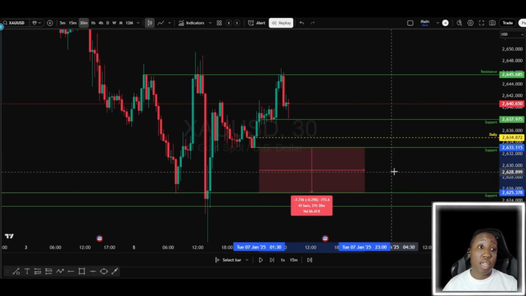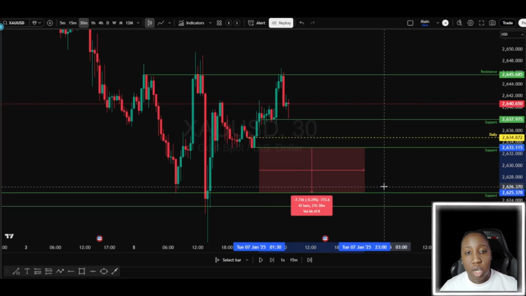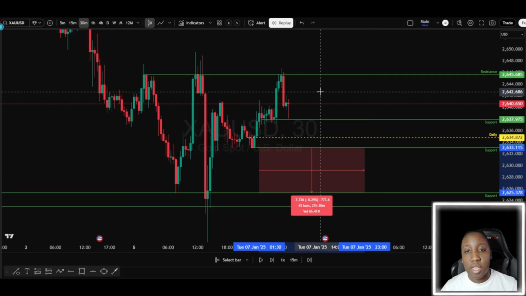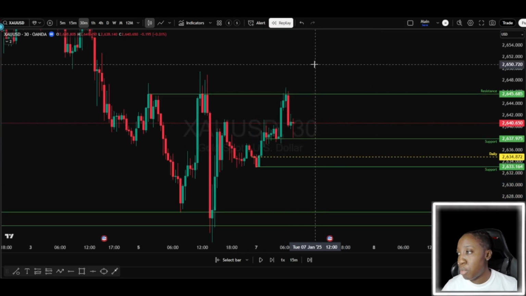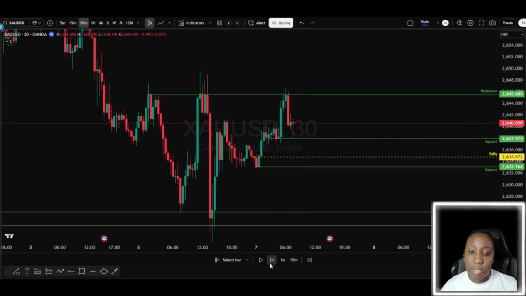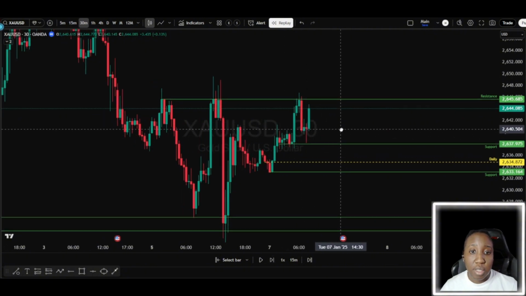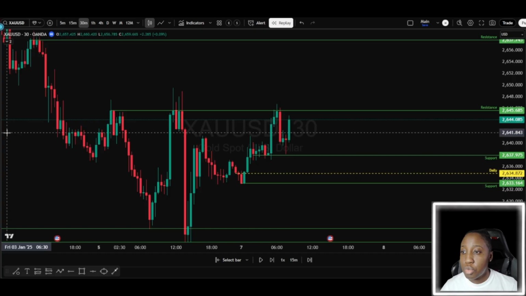So 77. If I get a closure below this support, I'd be looking for the sells. If I get a closure above this resistance, I'll be looking for the buys. Like, simple as that. All right, let's see how gold decides to behave. Oh, look, respected this support, which is beautiful.